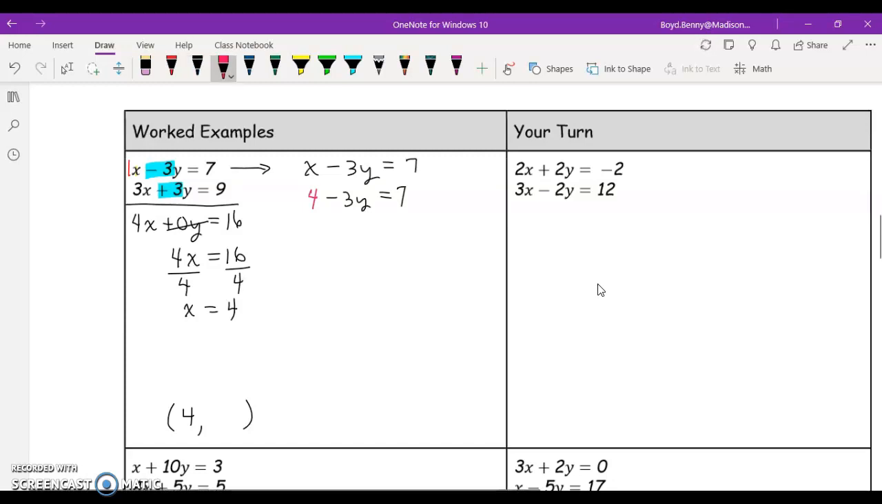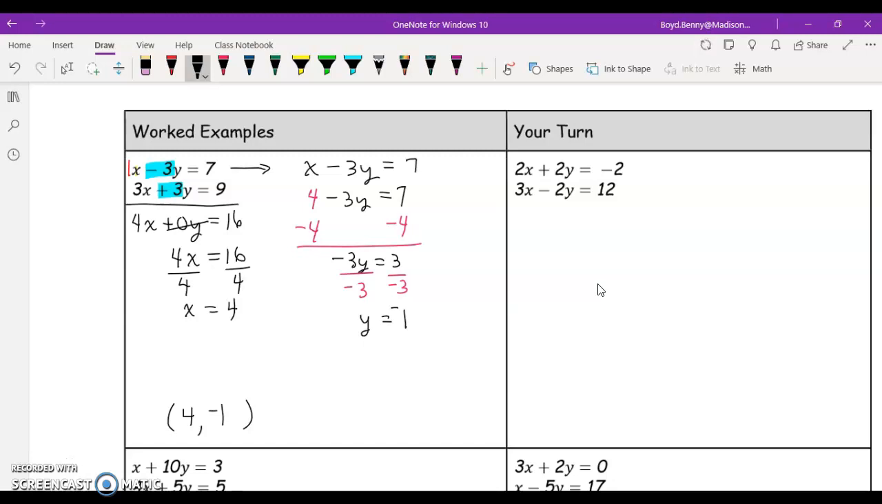So I'm going to subtract my 4 from both sides. That's going to give me negative 3y equals 3. And of course, the next step is to divide by negative 3. And that's going to finish up with y equals 3 divided by 3 is 1. A positive divided by negative is a negative. So my answer here is negative 1.